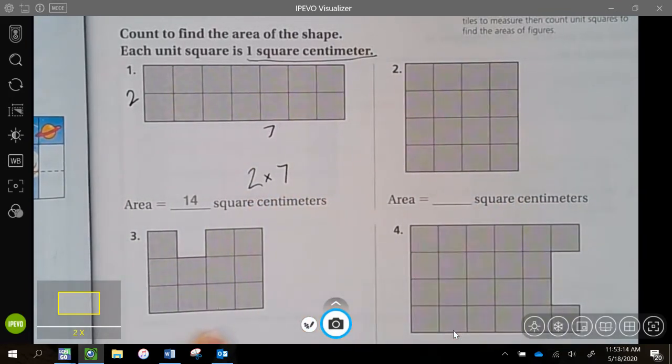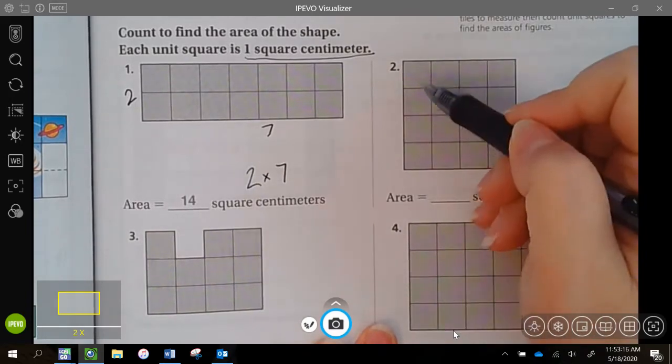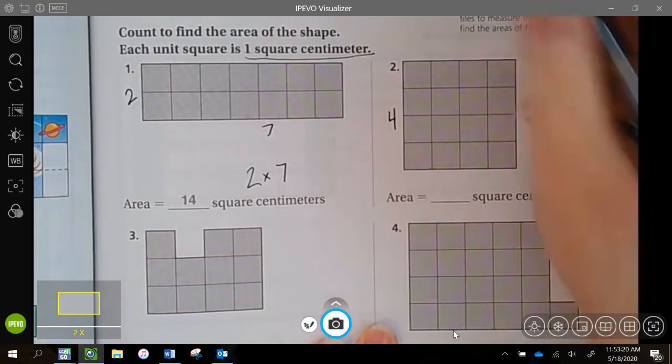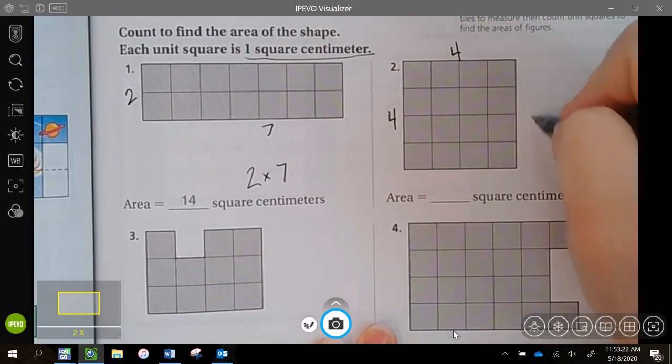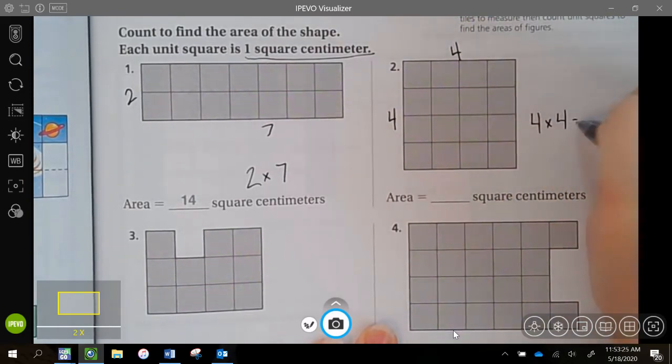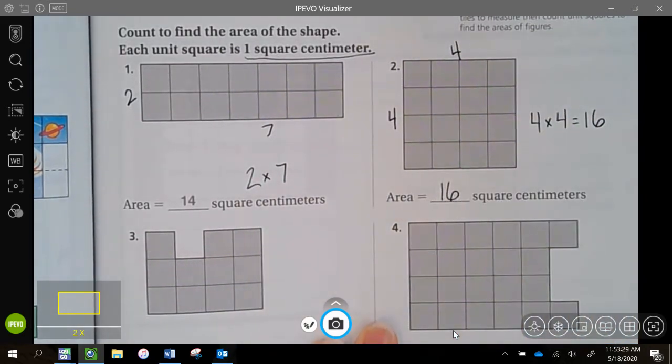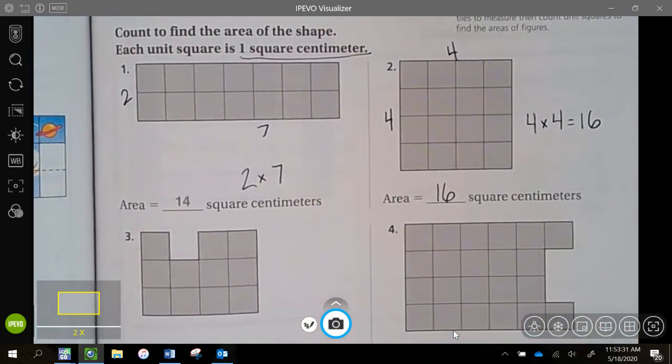Okay, let's try our multiplication for number 2 as well. 1, 2, 3, 4. 1, 2, 3, 4. This is just like an array. We know that 4 times 4 is 16. So the area is 16 square centimeters.